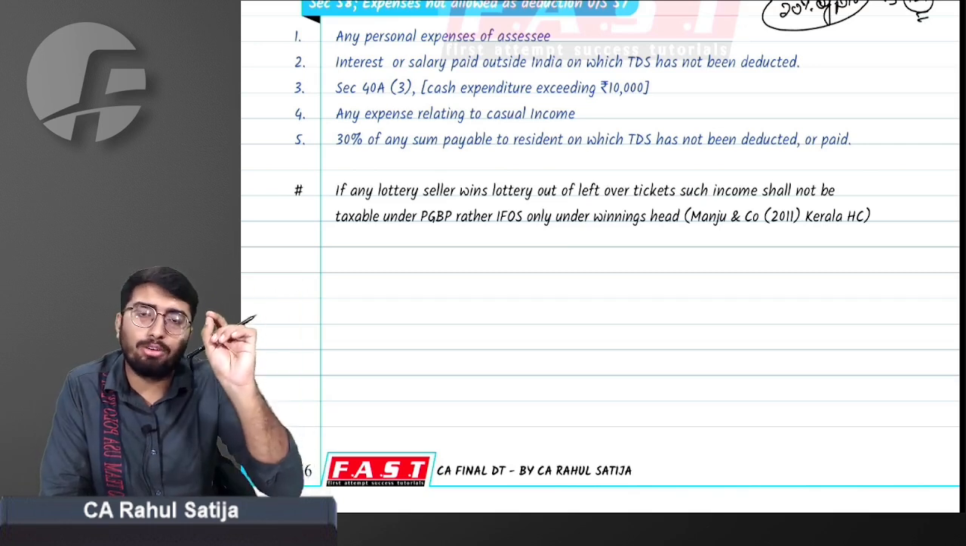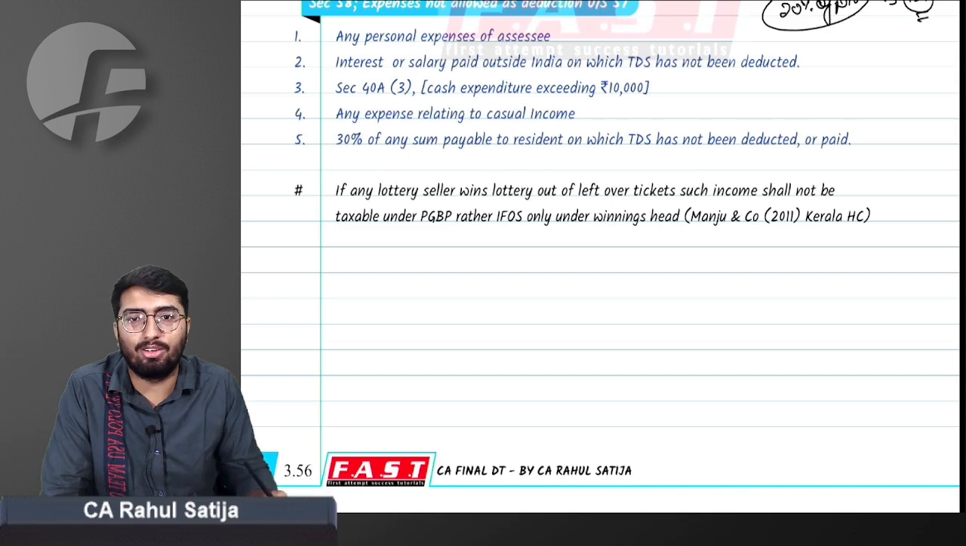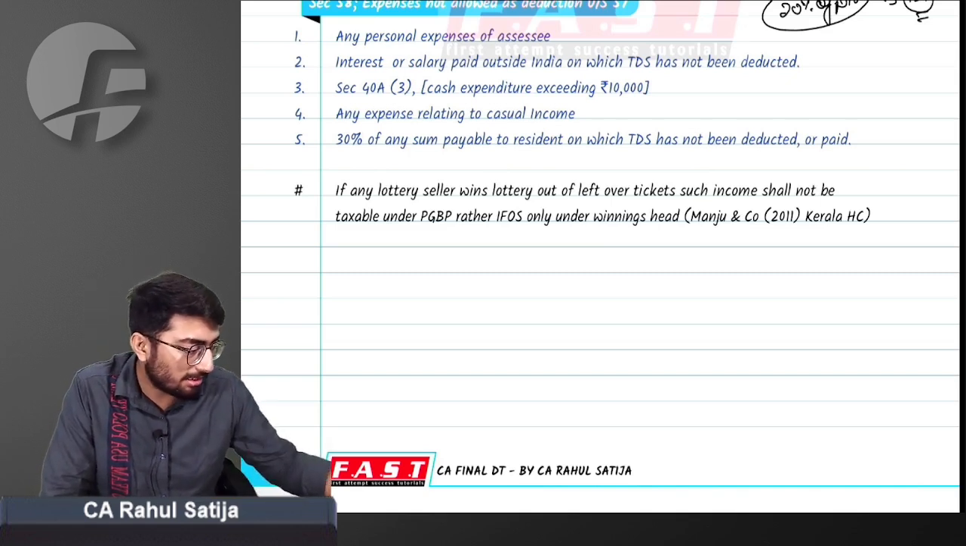Your income can be only from commission from the sale of the lottery. Therefore, this will be taxable under the head winnings income.